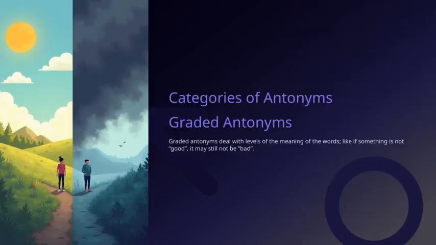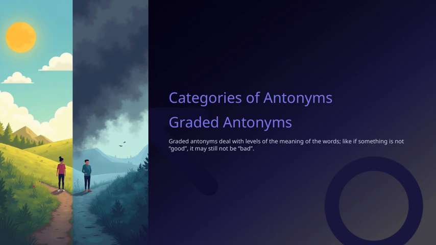Now, let's talk about categories of antonyms, starting with graded antonyms. Graded antonyms are interesting because they deal with the levels or degrees of meaning behind the words. For example, if something is not good, it might still not be bad either. Instead, it could be somewhere in between, like fair or okay.